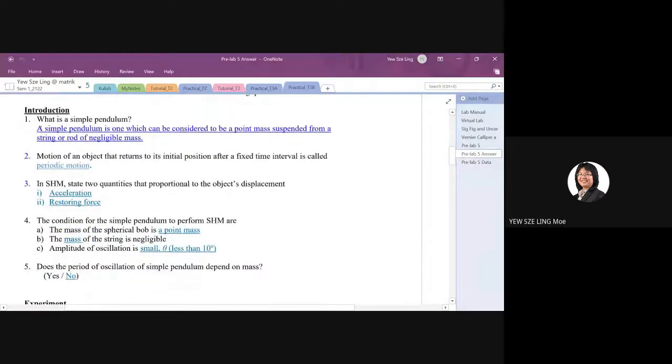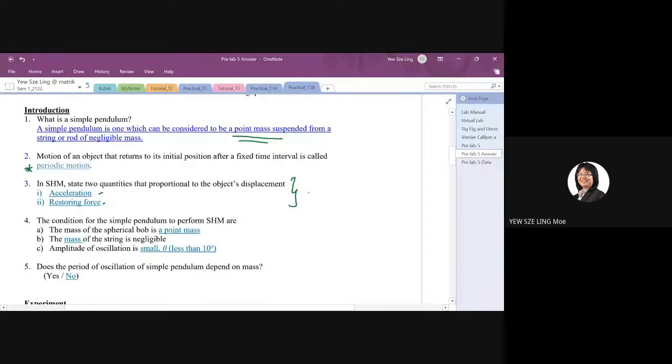So what is a simple pendulum? A simple pendulum is one which can be considered as a point mass, suspended from a string or a rod of negligible mass. Now, motion that returns to its initial position, we call periodic motion. So simple harmonic motion, SHM, is a form of periodic motion because it keeps swinging back and forth, keeps going back to its initial position. Two quantities are proportional to the object's displacement: one is acceleration and one is restoring force.